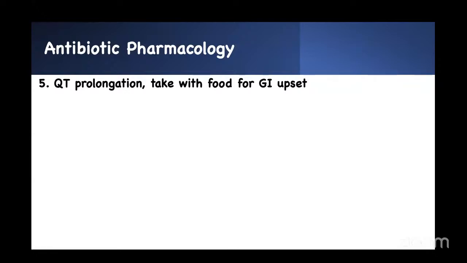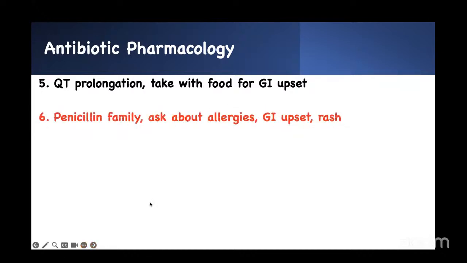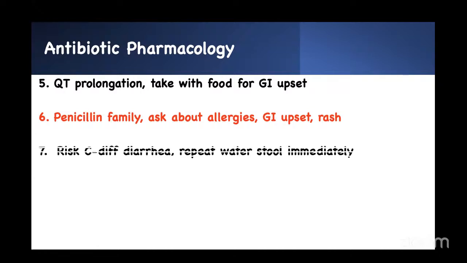These antibiotics, when you take them, can cause QT prolongation. Does it ring a bell? You should take it with food because it can cause GI upset. Does it ring a bell? Think about it. The next one is a penicillin family group, so it looks like penicillin. It can cause some common allergies, right? Rash and GI upset. Does it ring a bell? Can you name one antibiotic that does that?